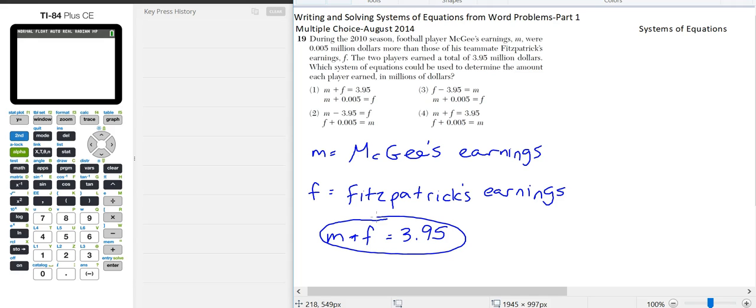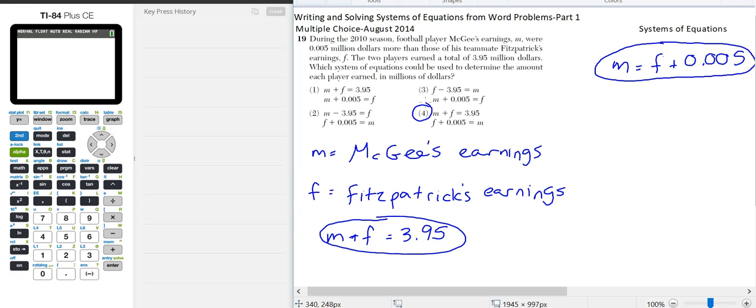Let's write another equation. During the 2010 season, football player McGee's earnings, M, were $0.005 million more than those of his teammate Fitzpatrick's. Therefore, McGee's earnings, M, are equal to whatever Fitzpatrick gets plus another $0.005. This is going to be our other equation. And the correct answer to the question is the choice with these two equations, which is choice 4. Let's look at one more question.